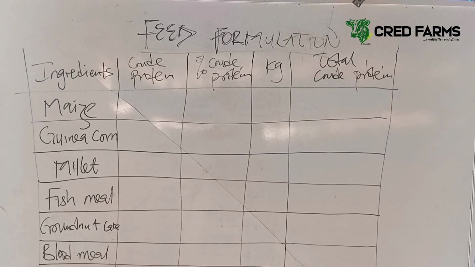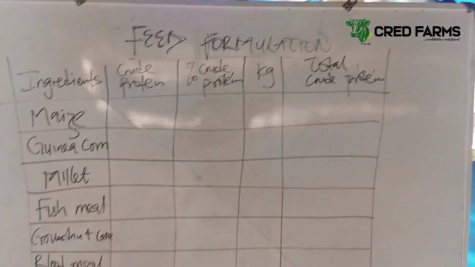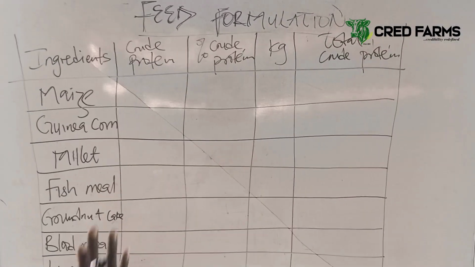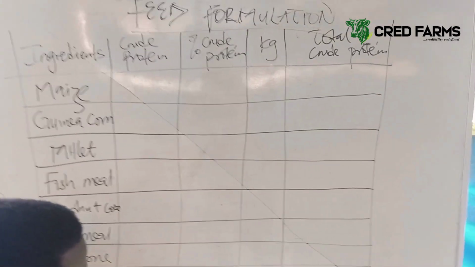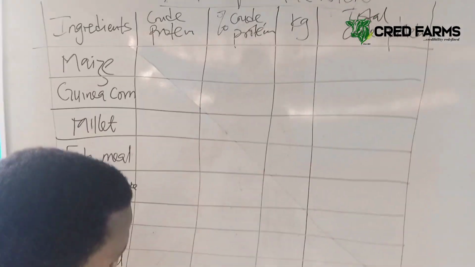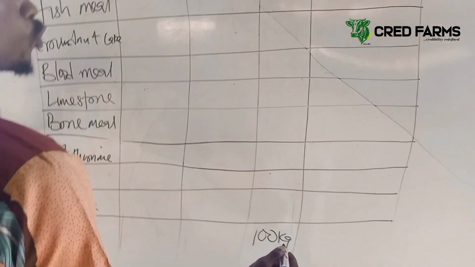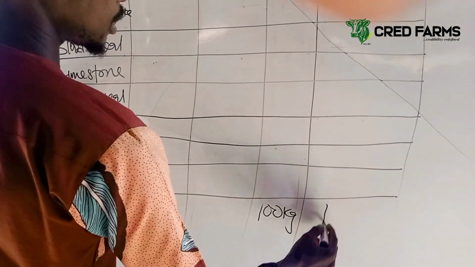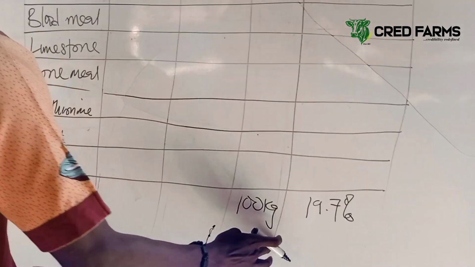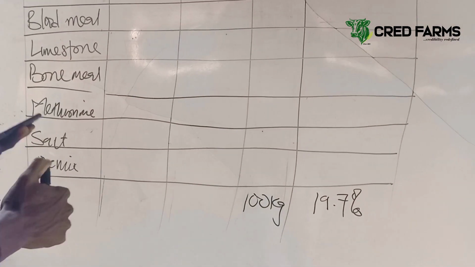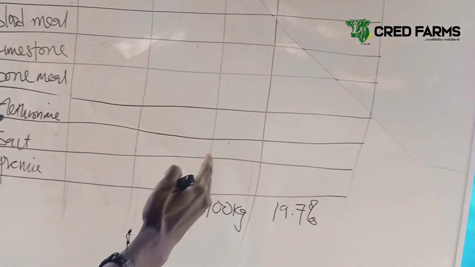We are going to be using the trial and error method for this very formulation, and whatever we're producing is going to be in 100 kg, and the crude protein is going to be 19.7%. The reason why we have 19.7% is because of the type of feed we're producing.